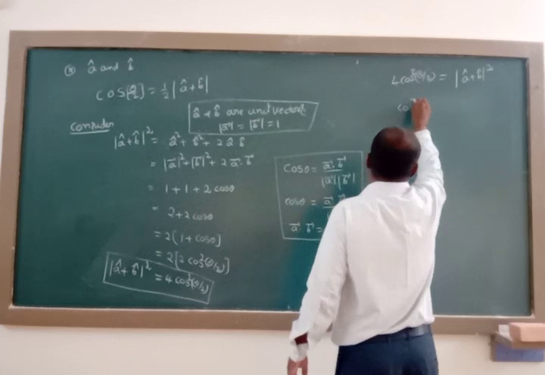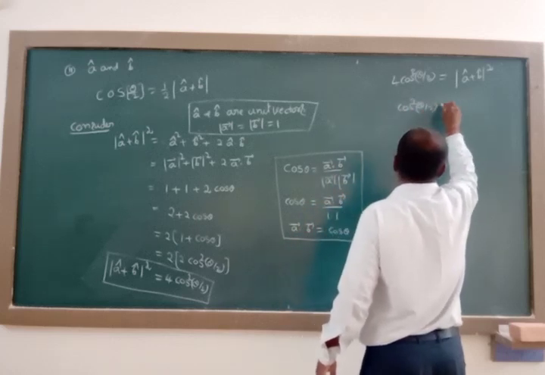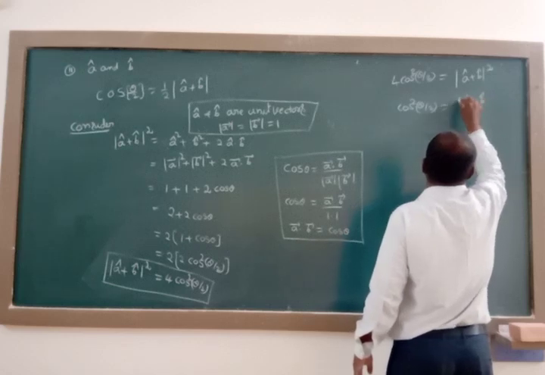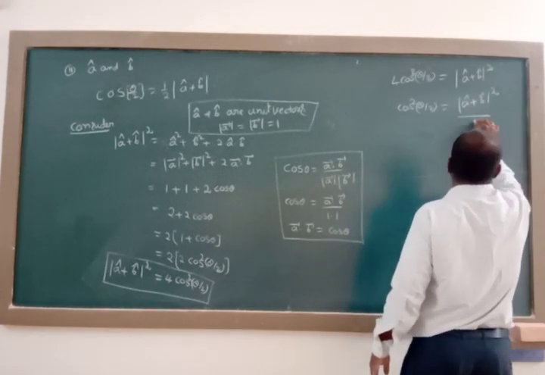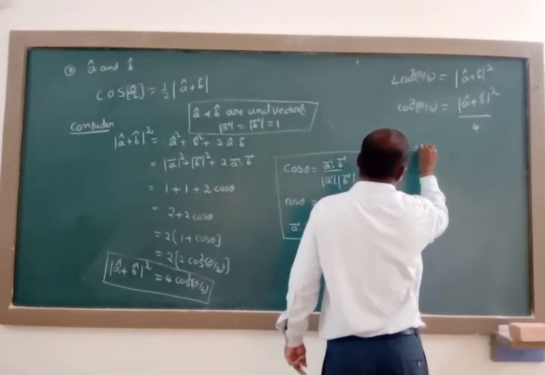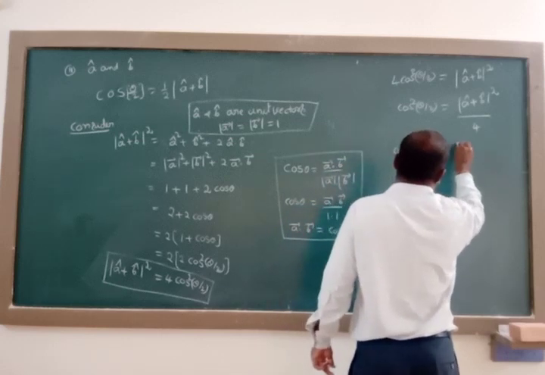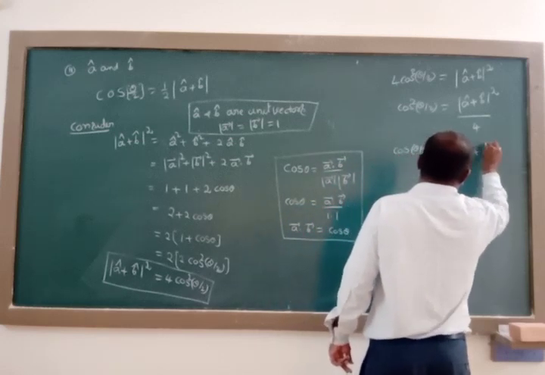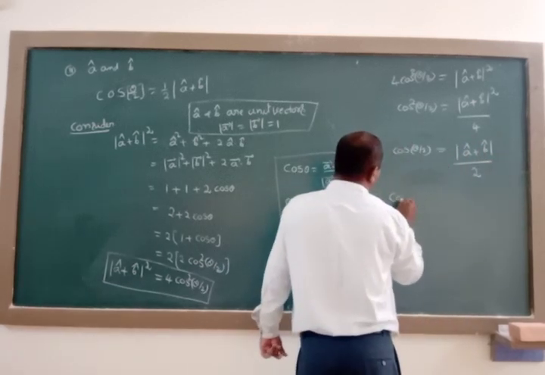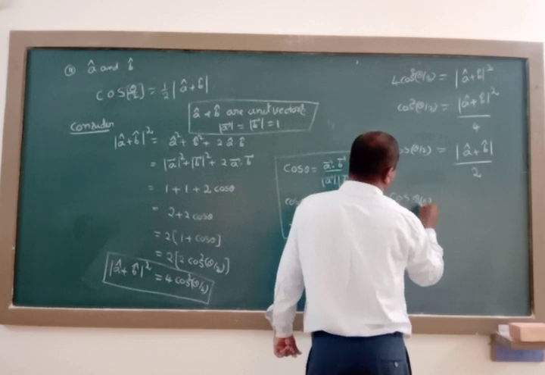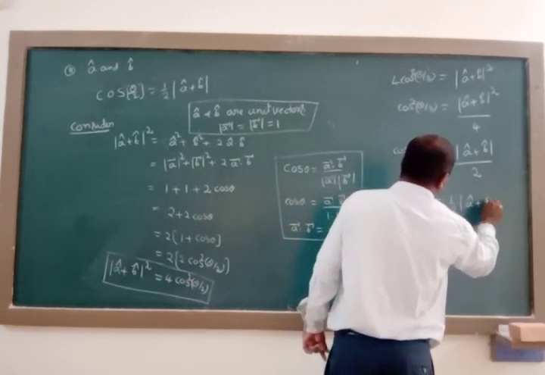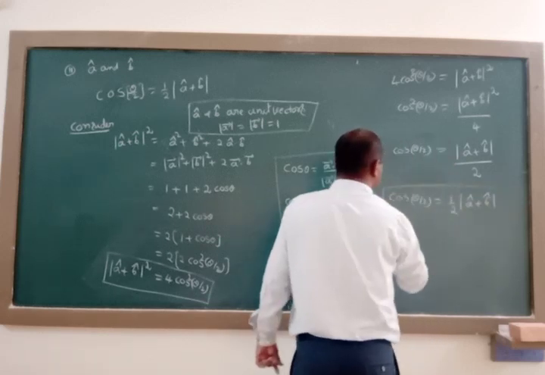Cos square theta by 2 is equal to a cap plus b cap whole square divided by 4. Or you can take cos theta by 2 is equal to, square root will get cancelled, then we will get modulus of a cap plus b cap whole divided by 2. Or finally we can write this as cos theta by 2 is equal to half into magnitude of a cap plus b cap. It is the required condition.